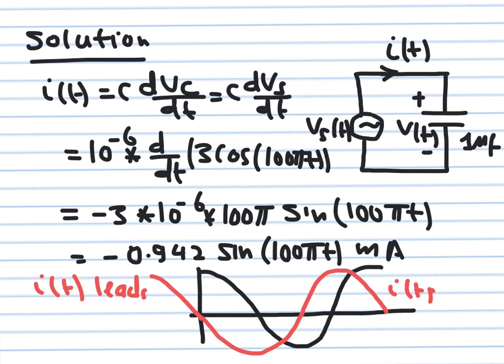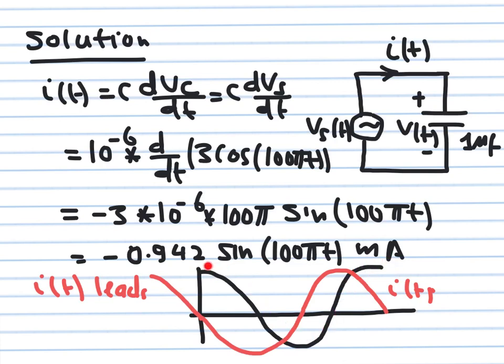So now we have to differentiate 3 cos(100πt). If you differentiate this, you get minus 3 sine, and the derivative of 100πt gives you 100π. If you put all this together, you get this current here in milliamperes. So what you can see is that the voltage that we applied was a cosine waveform. It is this black signal.